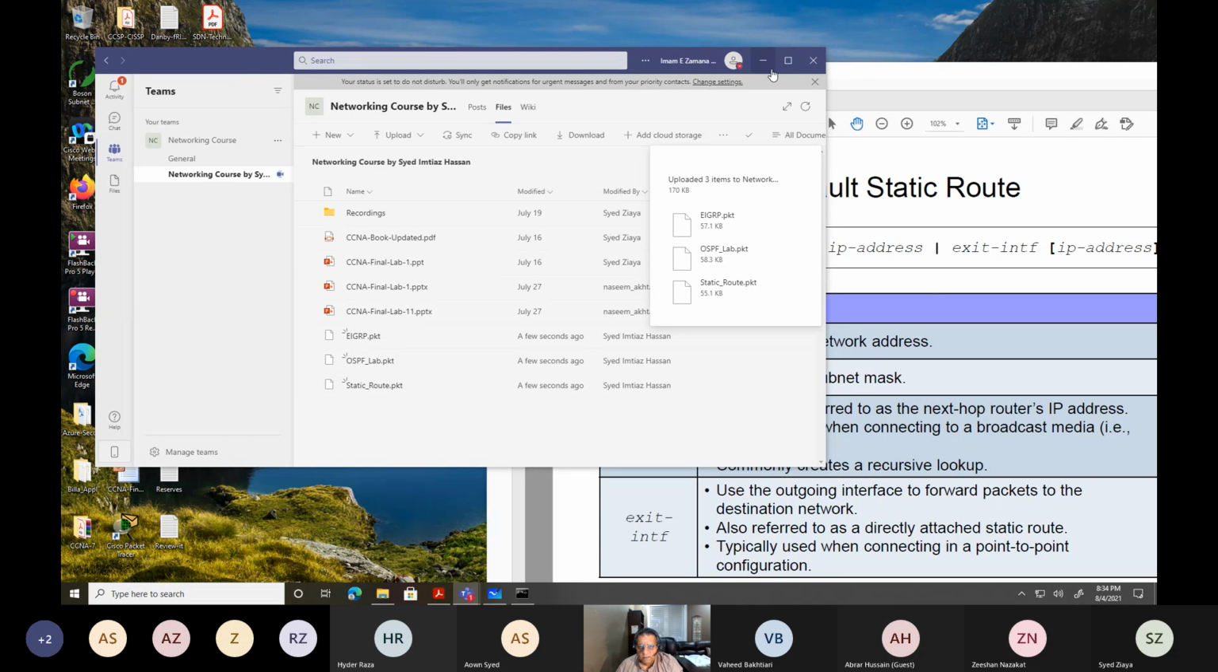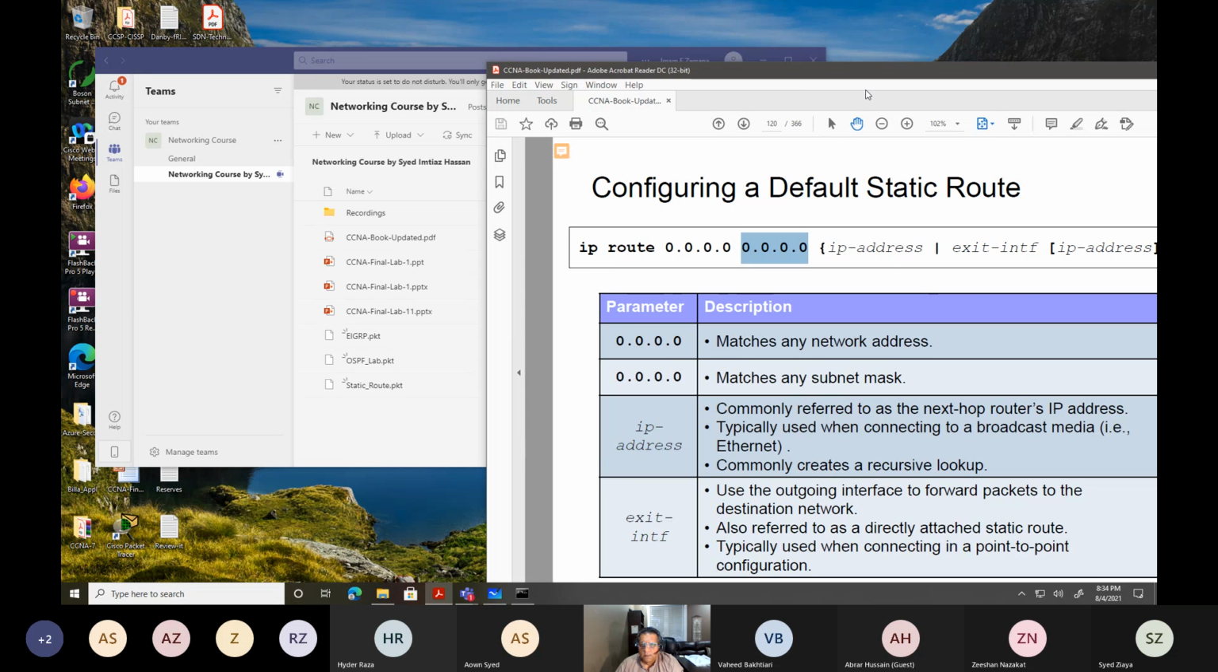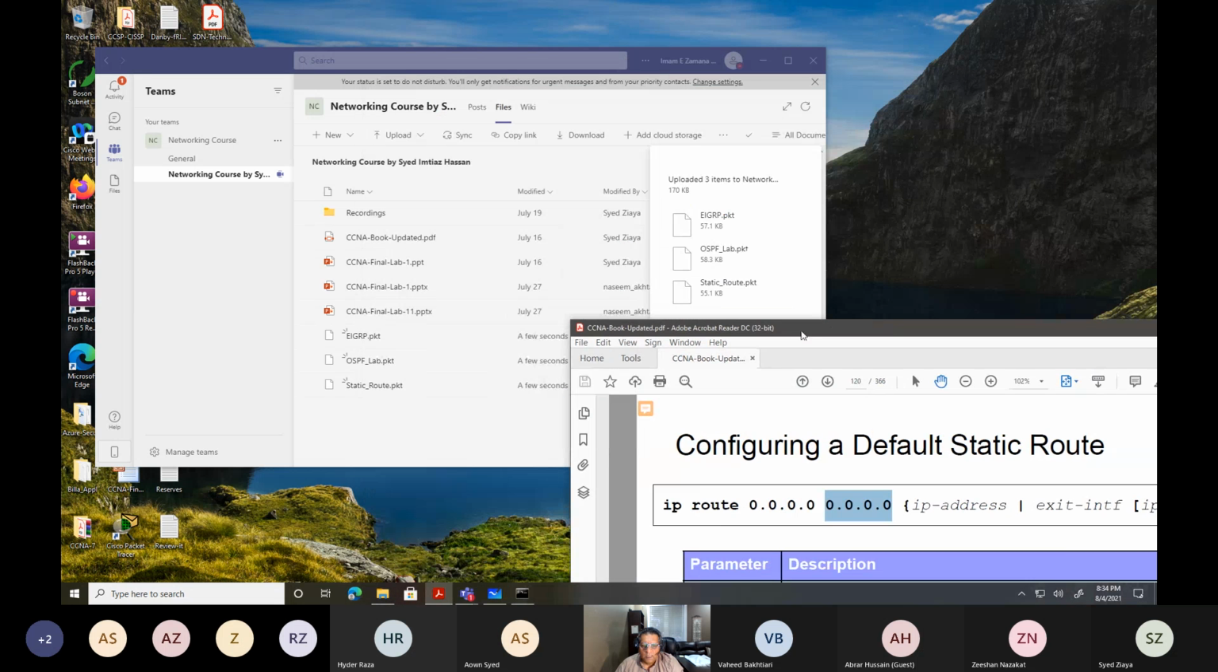Okay, guys, have fun, enjoy. I'll see you on Monday. But please do look at this diagram and see where these static routes and default routes go. You understand that.